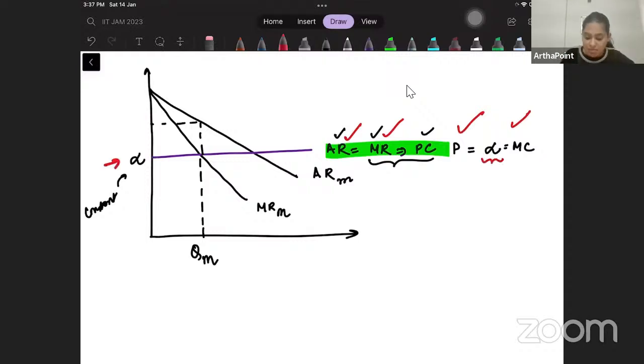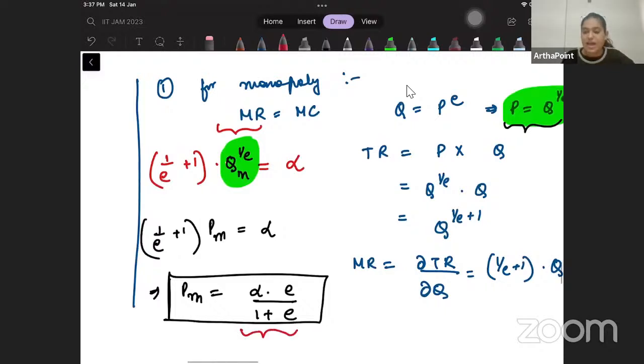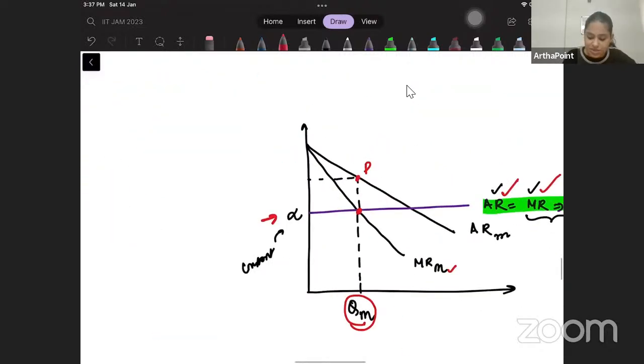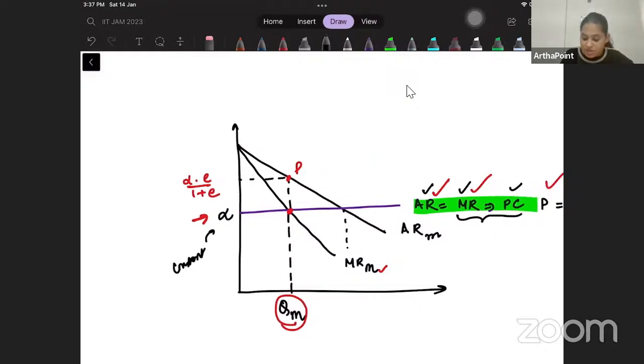For the monopolist, MC is alpha, given as constant. So for the monopolist, MR is equal to MC here. This is the quantity he will sell, and the price at which he will sell is the price he gets from the AR curve. This price we have found out as alpha E upon 1 plus E. This is the price at which he will sell. A perfectly competitive firm will sell here, and its quantity will be this.